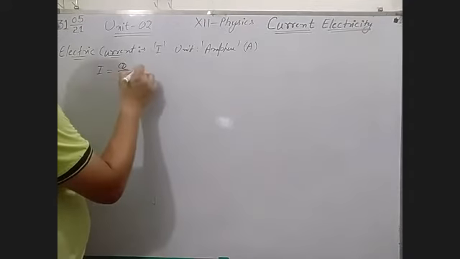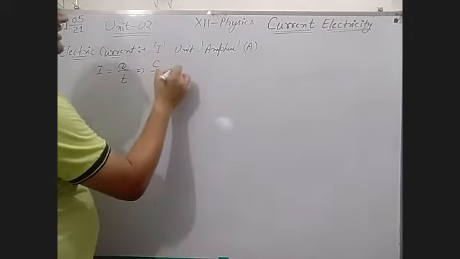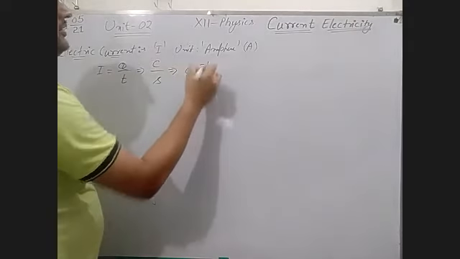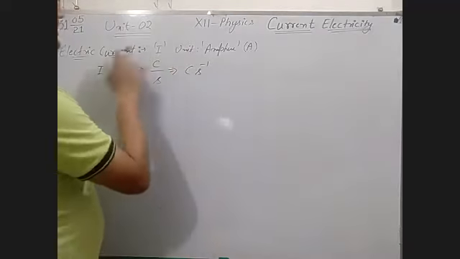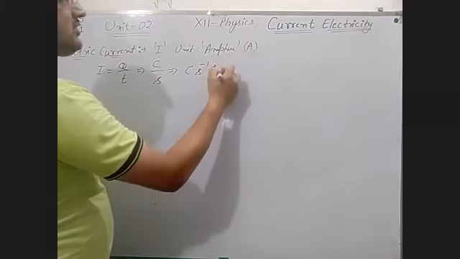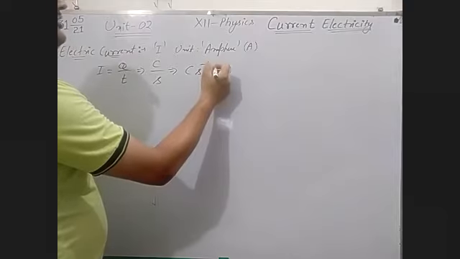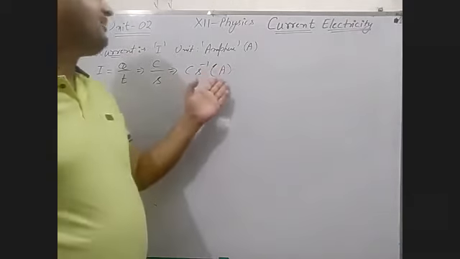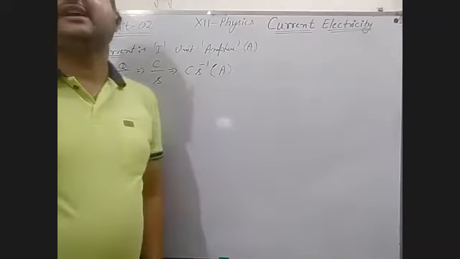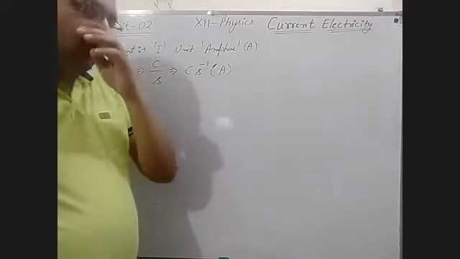And you know very well, the charge unit is coulomb and time is second. So in this way, coulomb second inverse is the unit of current, and it is also called ampere. Instead of coulomb second inverse, you can write ampere, or instead of ampere, you can write coulomb second inverse. This is electric current, as you know very well.